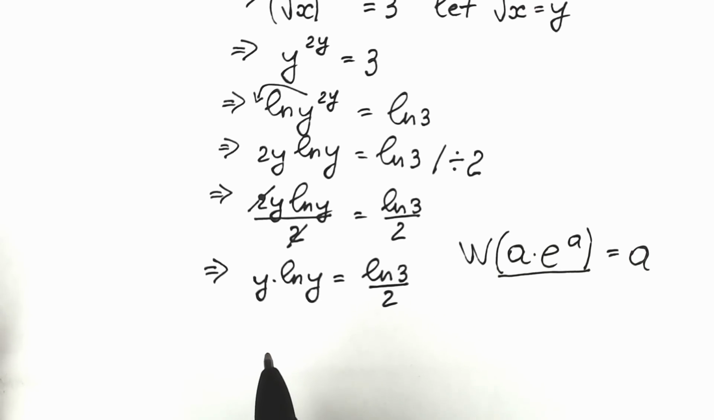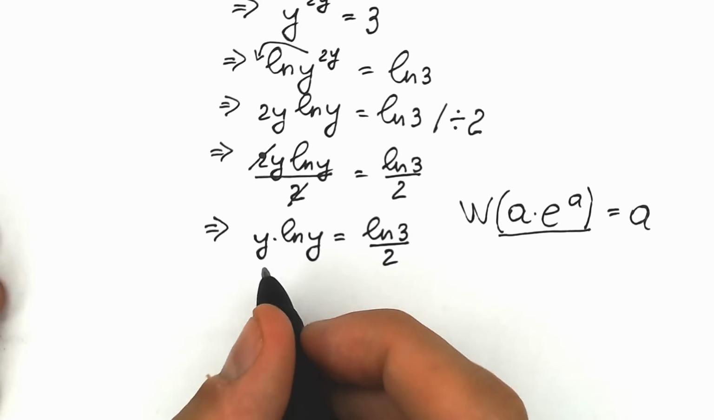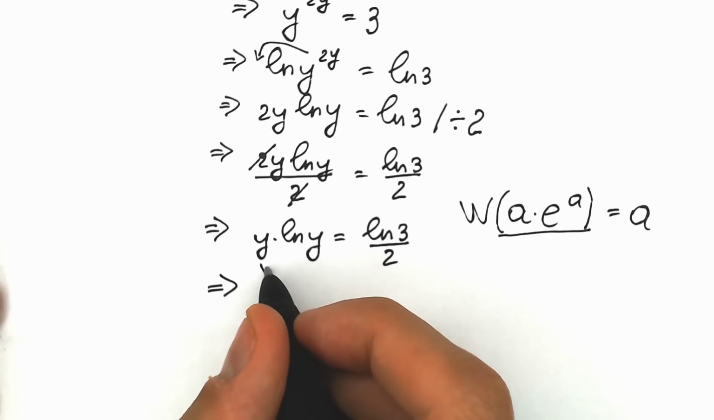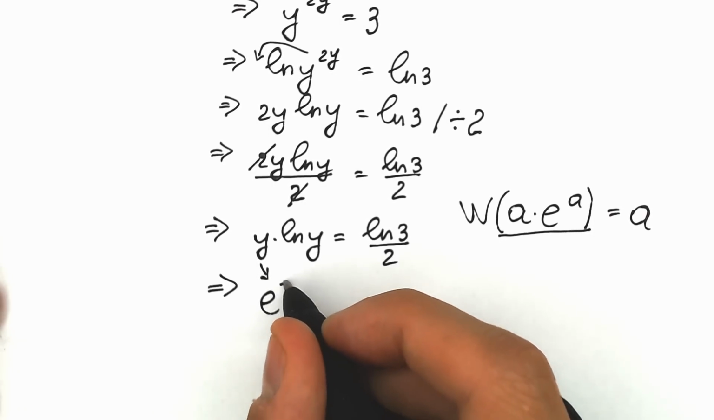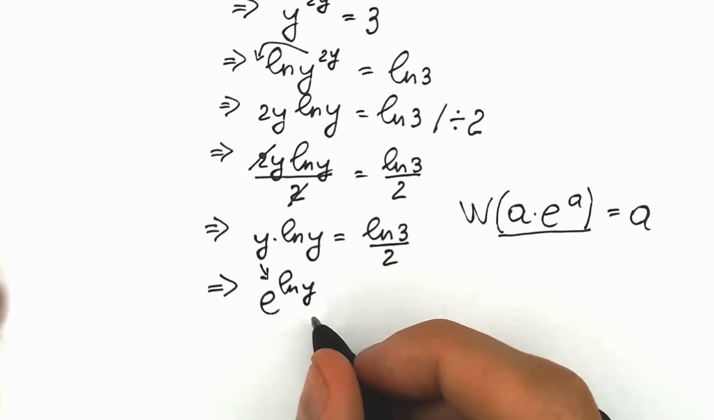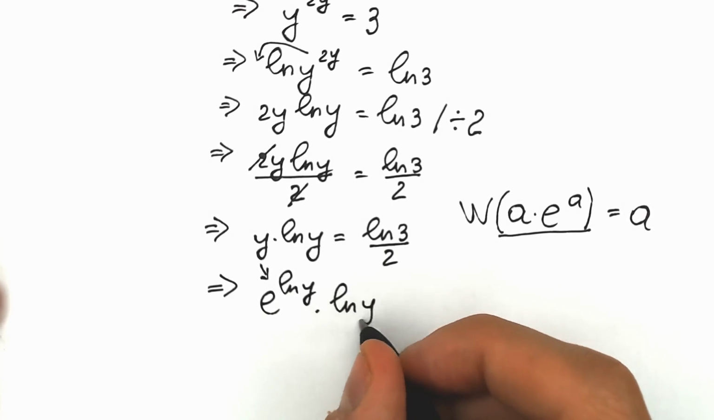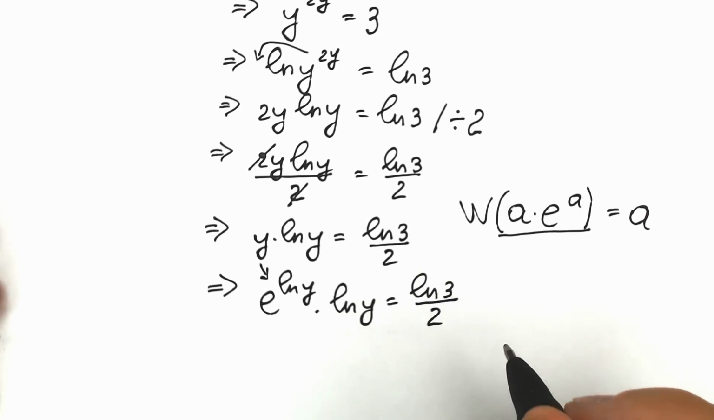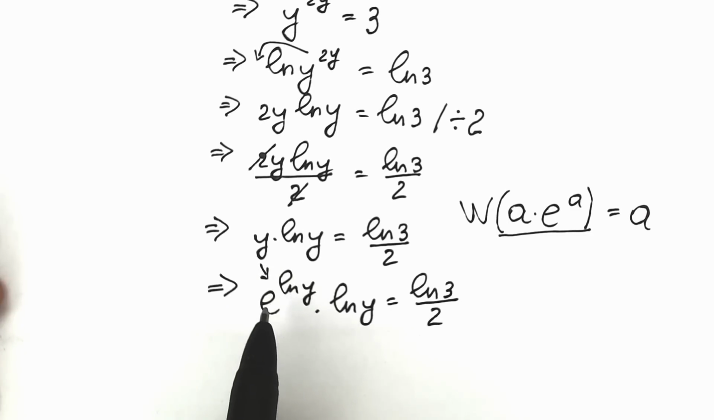And in our case, it's really easy to create this e because this y can be written as e to the power natural log y. So instead of this y, let's write e to the power natural log y, okay? And we still have this expression, so times natural log y equal to natural log 3 over 2. Really great. So instead of this y, we write e to the power natural log y, which is absolutely the same, so it changed nothing, okay?